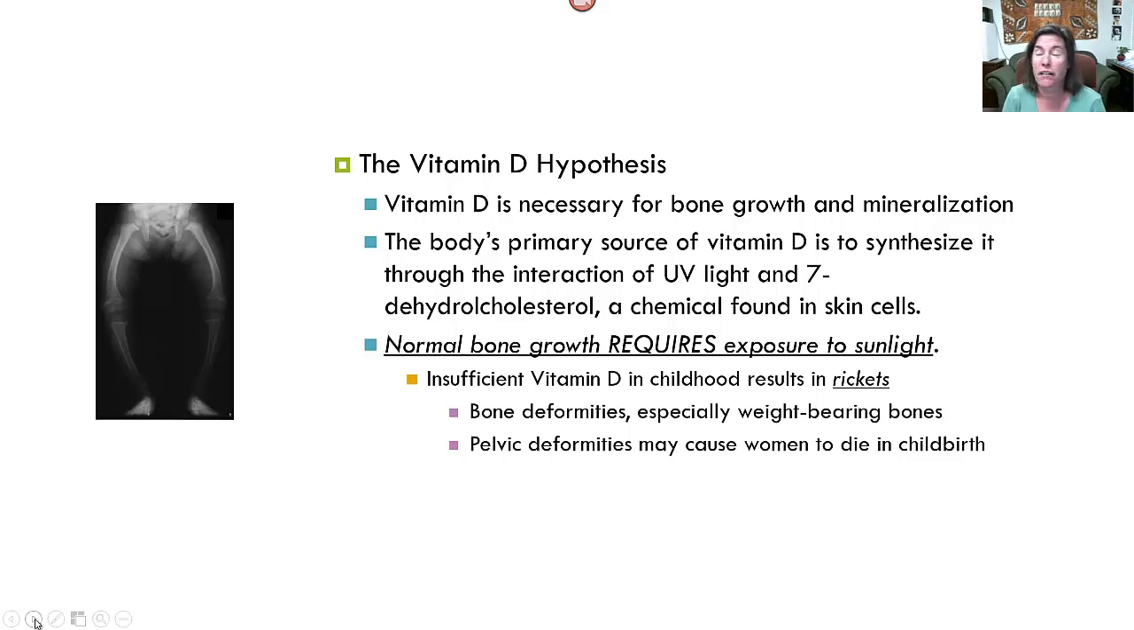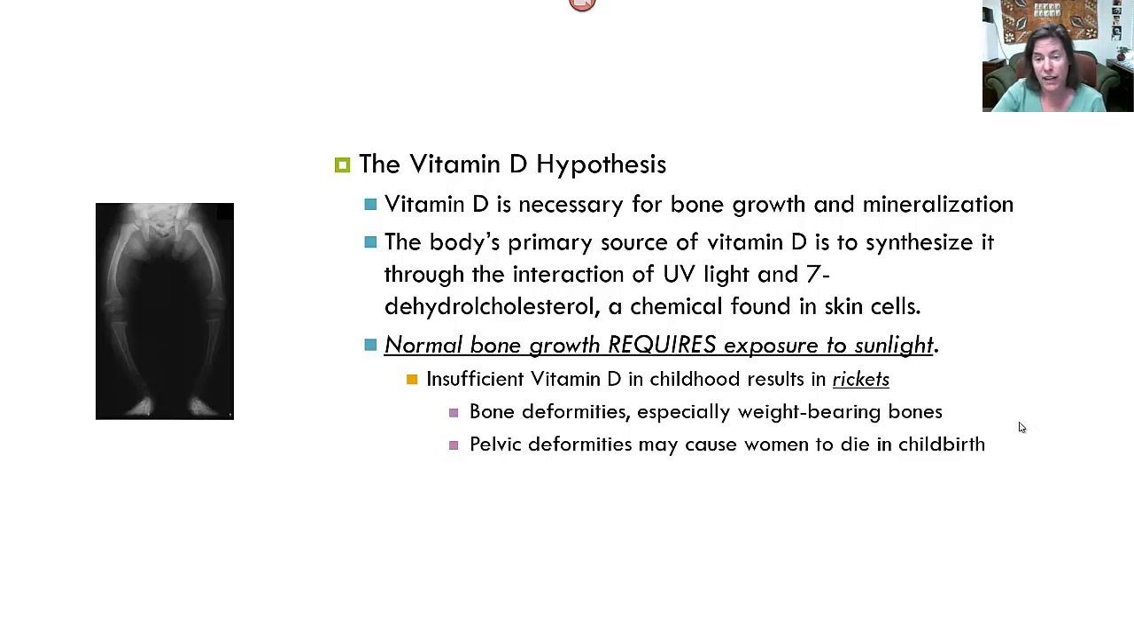So that's why parents from my generation were always sending their kids outside to play, because you need to go outside and be in the sun in order to have healthy bones. Normal bone growth requires exposure to sunlight. Insufficient vitamin D results in a medical condition called rickets. This causes bone deformities, especially of your weight-bearing bones, and these pelvic deformities cause many women to die in childbirth.